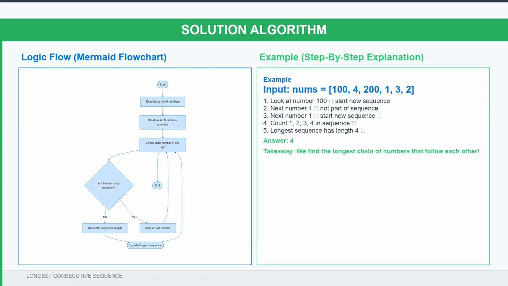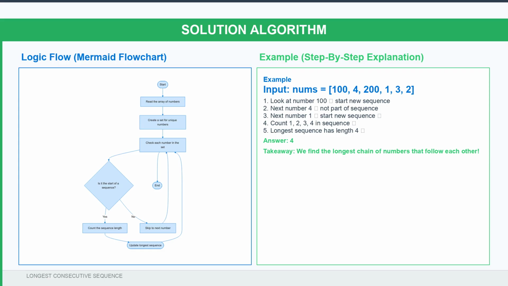To solve LeetCode problem 128, we need to find the longest consecutive sequence in an unsorted array of integers. Let's break down the solution step by step. First, we should understand the problem context. We need a sequence of consecutive integers, like in the array 100, 4, 200, 1, 3, 2. Here, the longest sequence is 1, 2, 3, 4, which has a length of 4.